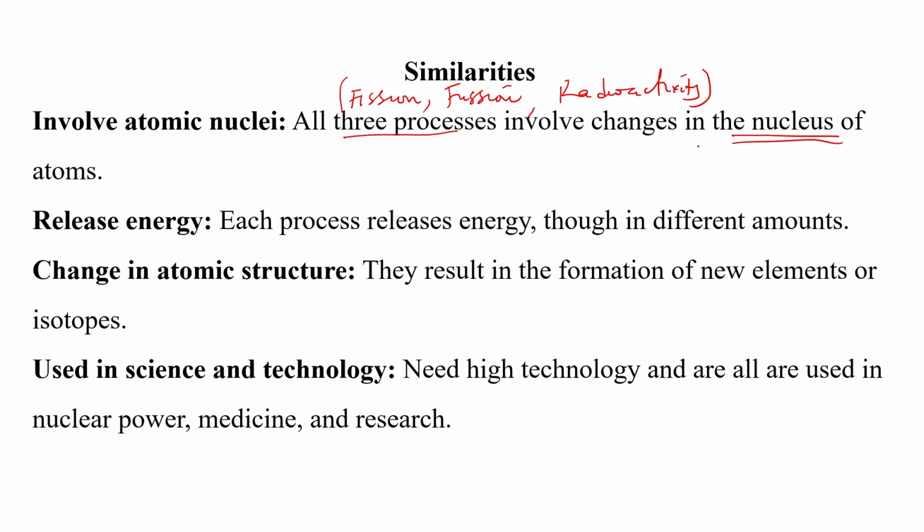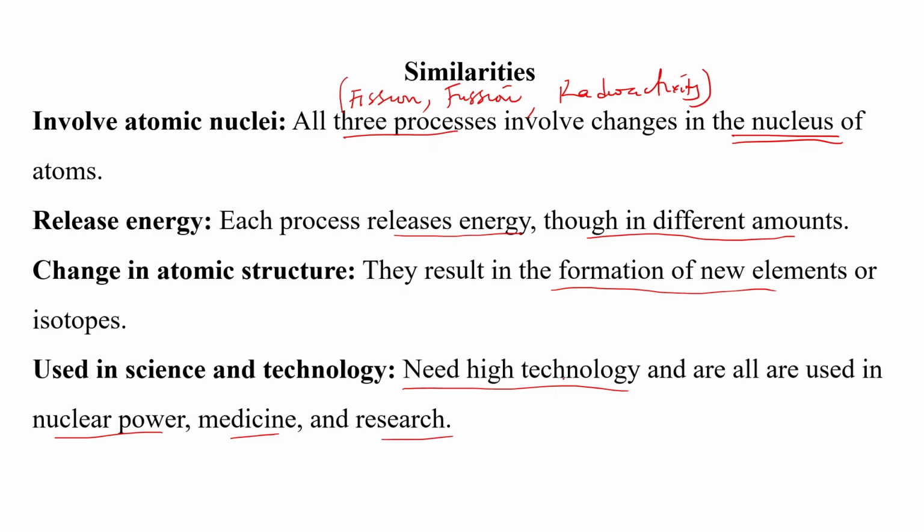So they are called nuclear processes, so they involve the atomic nuclei of the unstable atoms. And all of them release energy, but the energy varies in amounts. We say nuclear fission produces the most amount of energy, as we shall see the differences. Then nuclear fusion follows, then radioactivity. Then the resultant formation of new elements. Then lastly, they all need high technology, and of course they are used extensively in nuclear power, medicine and research.